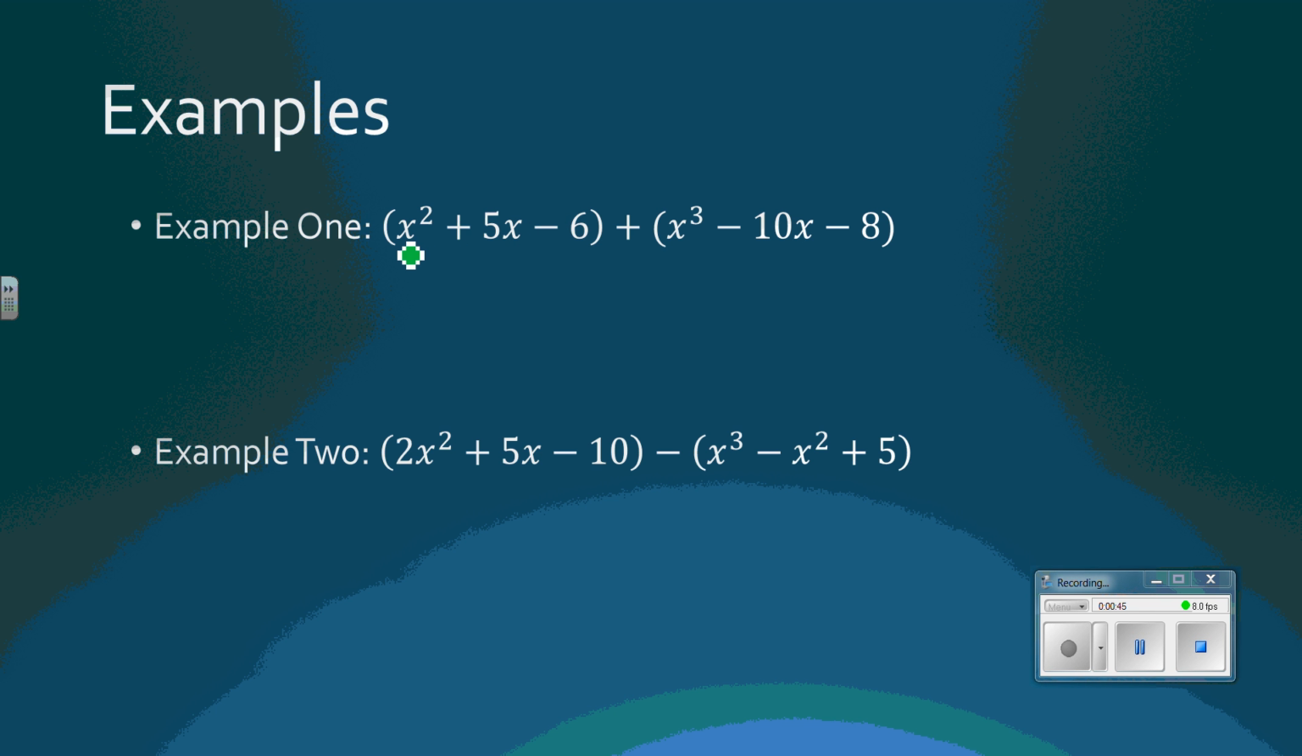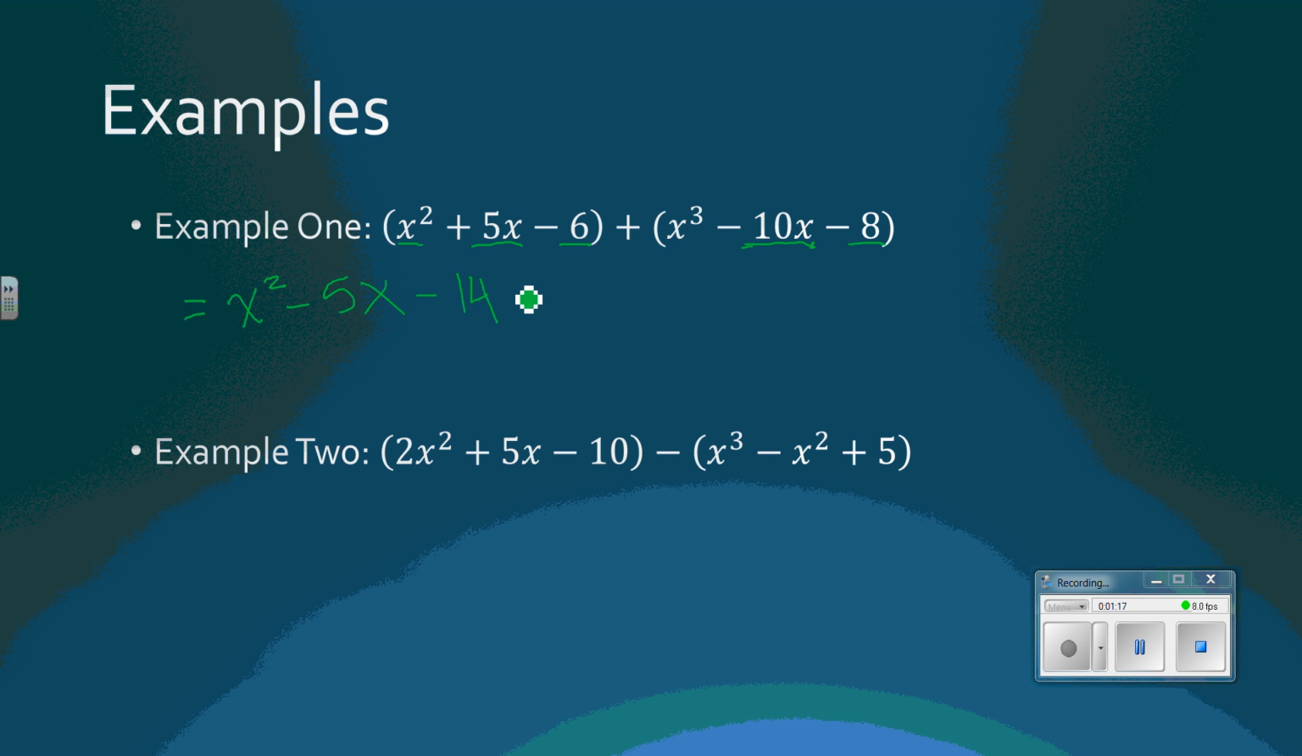So start with x squared. There's nothing over here to combine with x squared, so we just write it in our answer. 5x, you can combine or add with negative 10x, and you just add the numbers. So 5 plus negative 10 is negative 5x. Then we have negative 6 plus negative 8. Those are like terms as well. Negative 6 plus negative 8 is negative 14.